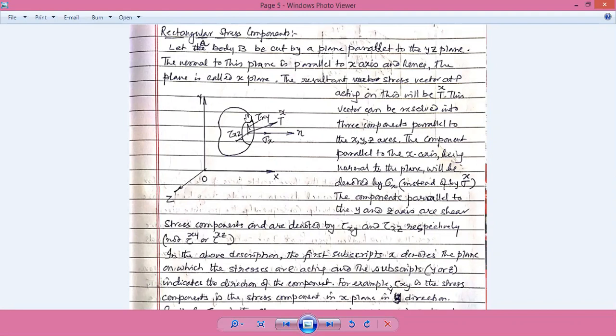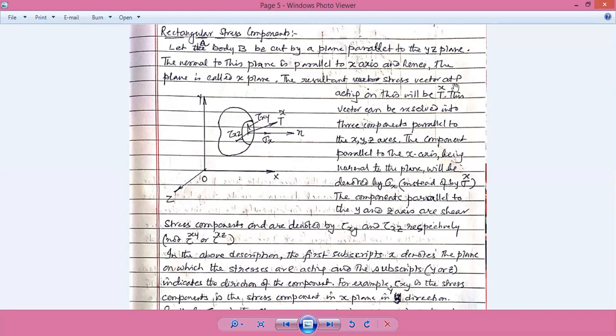We have a plane which cuts our body under consideration, and this plane is parallel to the YZ plane. The normal to this plane, N, must be parallel to the x-axis, because it is cut parallel to YZ. Any line normal to it will be along the x-axis, or parallel to OX.